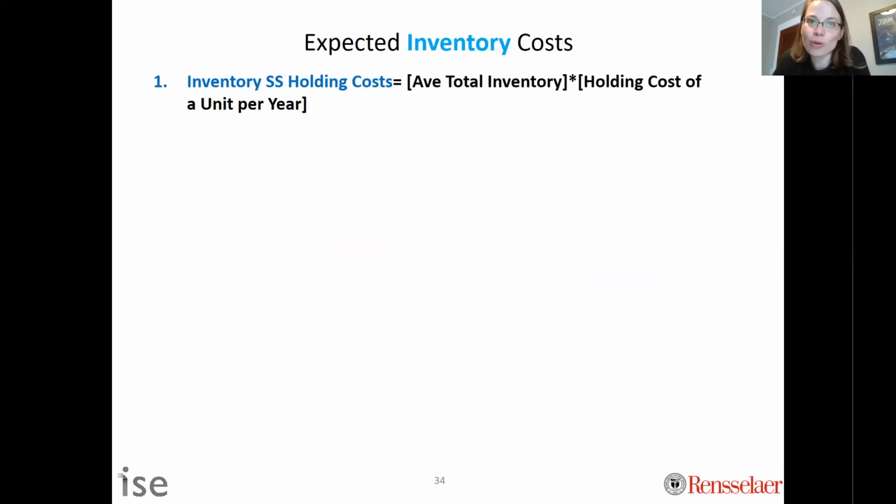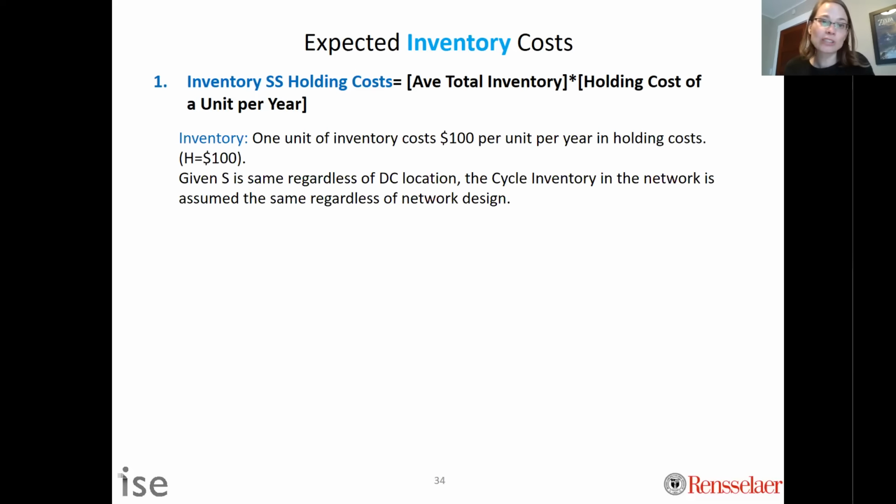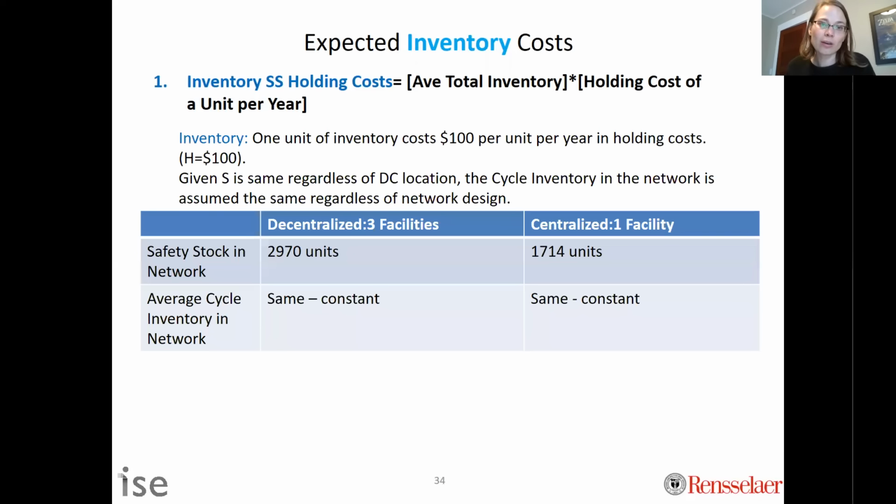Let's now take those equations and break them down for our example. In terms of expected inventory cost, we're going to calculate the average total inventory times the holding cost of a unit per year. In the example, we know that H is 100 and S is the same, so we're only going to consider safety stock. If you remember from our previous example, we calculated the safety stock in the network. It's important to consider the network of safety stock because in the decentralized option we have 3 facilities, but we're comparing that network to one that has just a single facility.